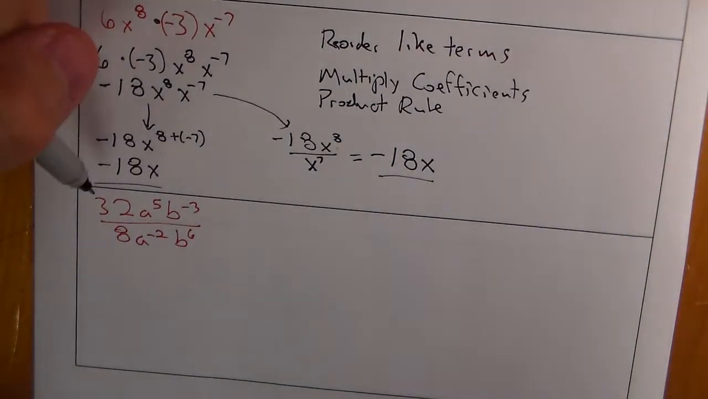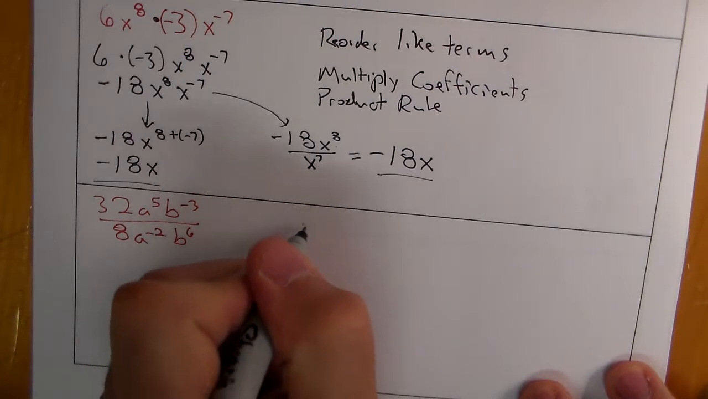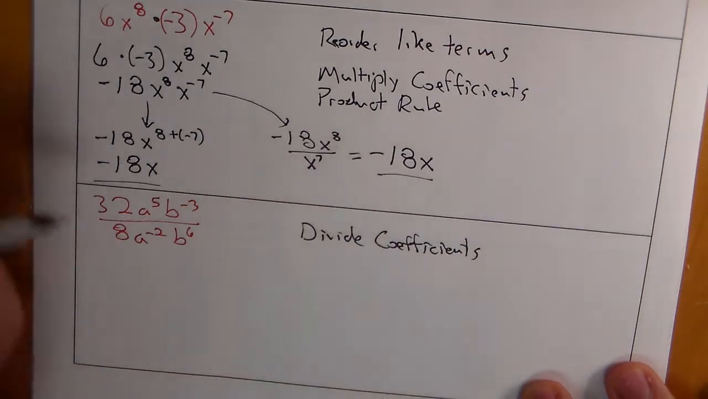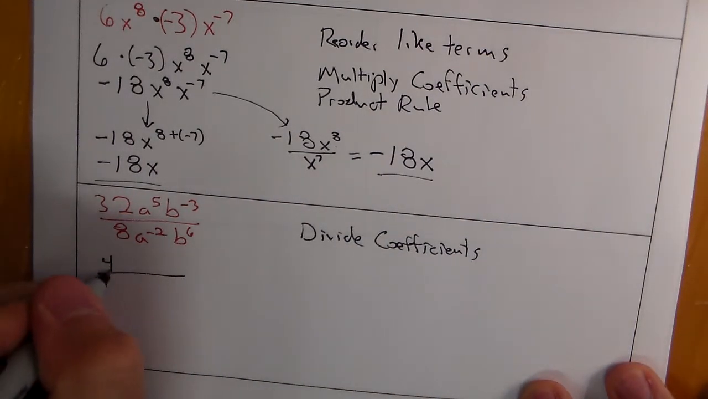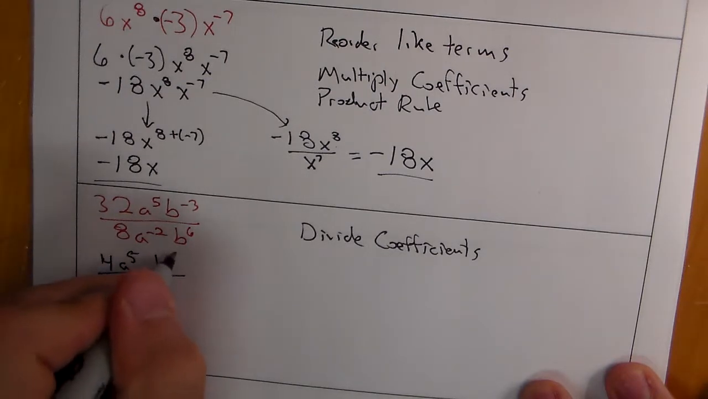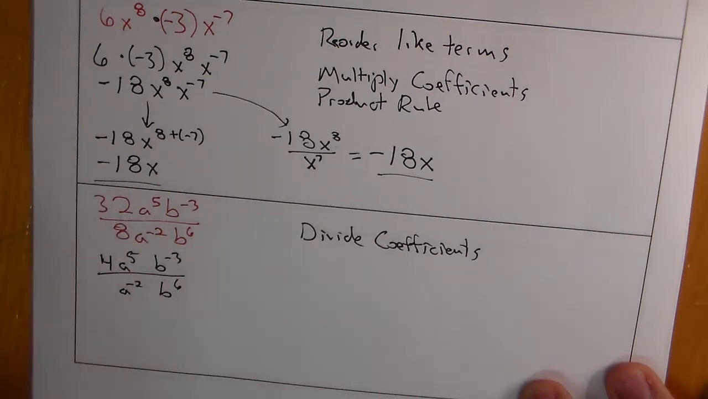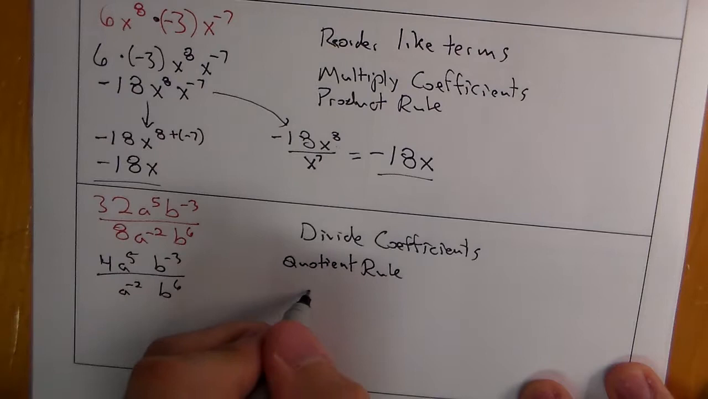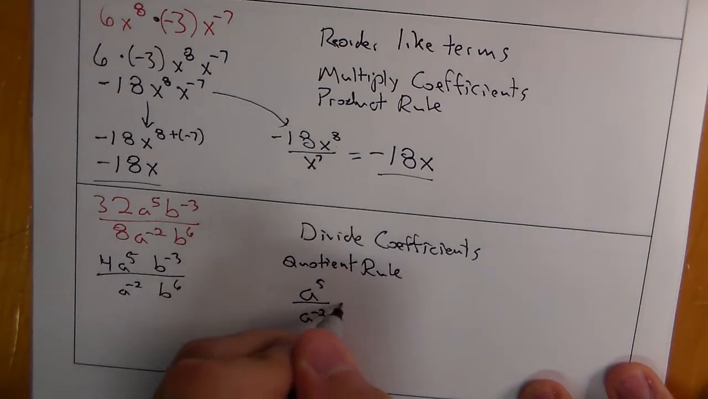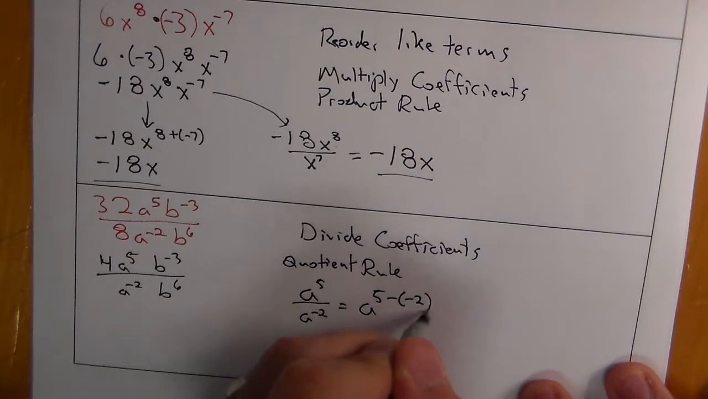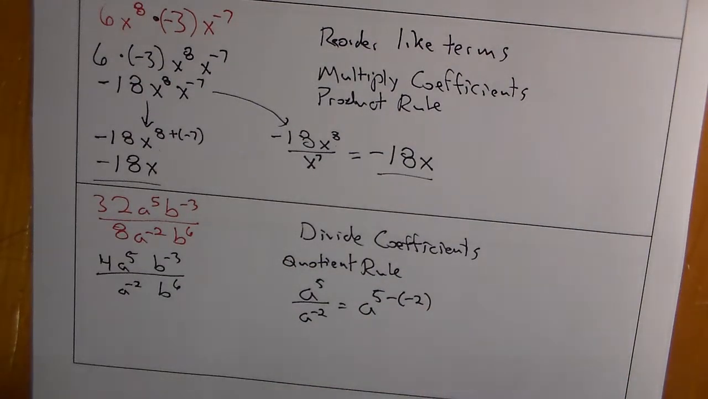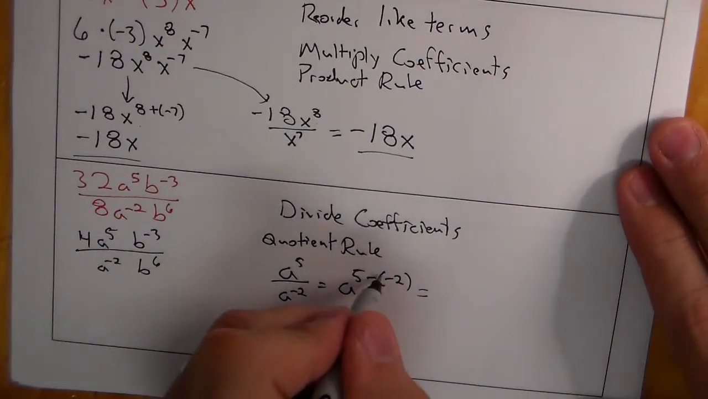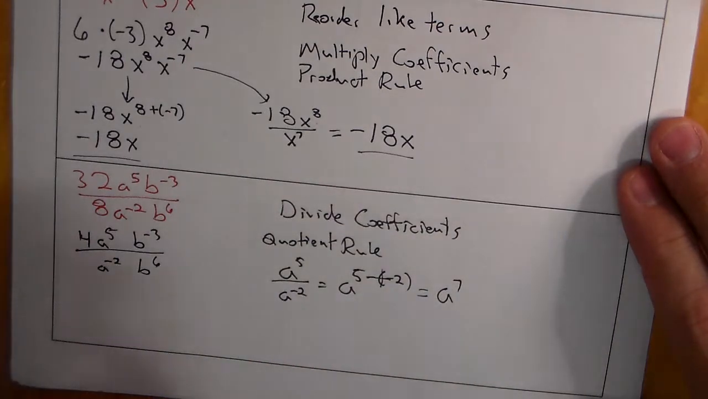So now we move to a problem like this one. Again, I'm going to divide the coefficients. This is not quotient rule with coefficients. It's 32 over 8 gives me 4. Now I'm going to bring down the rest of it. So quotient rule from here tells us this. I could take a to the 5th over a to the negative 2 and write it as 5 minus negative 2, because in division we subtract. Again, if we're not comfortable with adding and subtracting negatives, that could be a problem. But if we look at it still, 5 minus negative 2 is a plus. So that comes out to be a to the 7th.